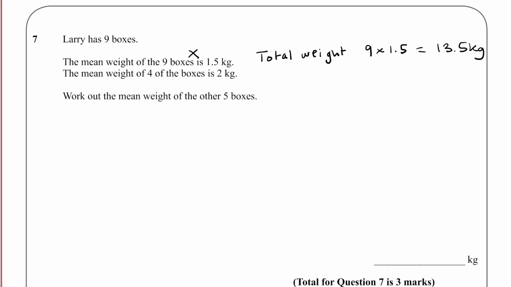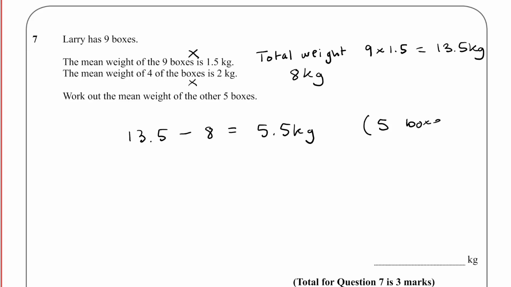The mean weight of 4 of the boxes is 2 kilograms. So 4 times 2 is 8 kilograms. So 9 boxes weigh 13.5. 4 of them weigh 8. What's the mean of the other 5? So to find the weight of the other 5, we do 13.5, take away 8, and that will give us 5.5 kilograms. So that's 5 boxes, weigh 5.5 kilograms. What's the mean? 5.5 divided by 5, it is 1.1 kilograms.